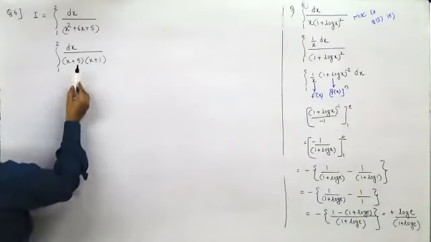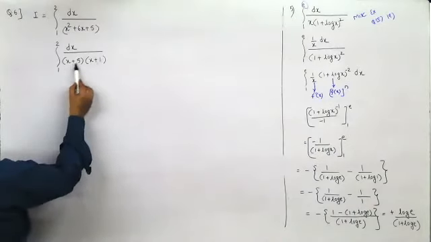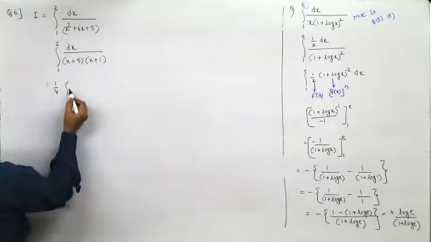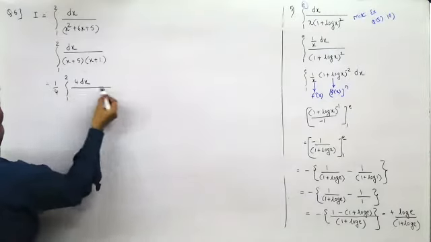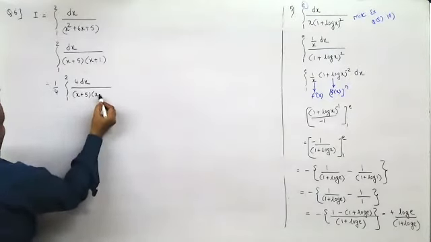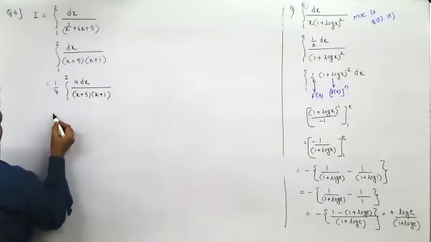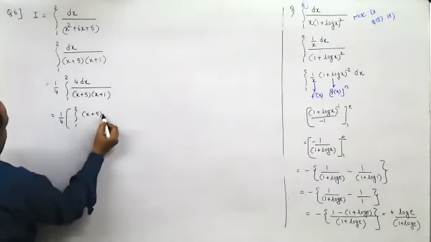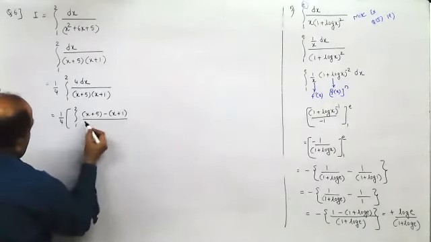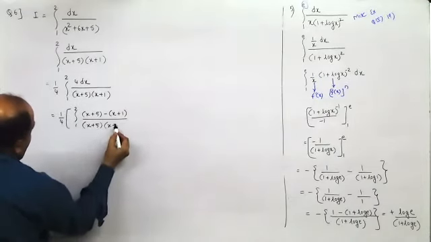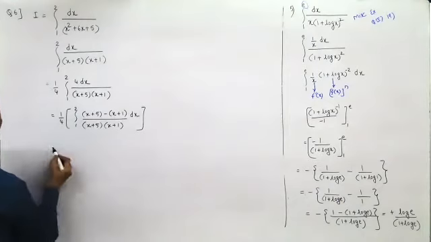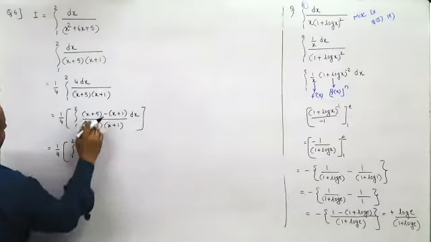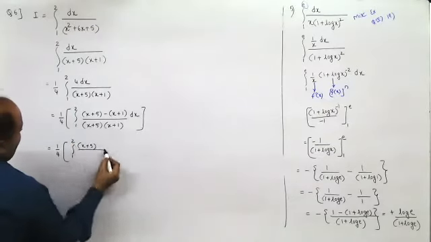I can do it directly. How? This is x plus 5, this is x plus 1. The difference is 4. When I subtract the 2, I get 4. So I'll multiply and divide with 4 here. Now, the numerator can be written as x plus 5 minus x plus 1. This would be 1 upon 4. Here 1 to 2. This would be x plus 5 upon x plus 5 into x plus 1.